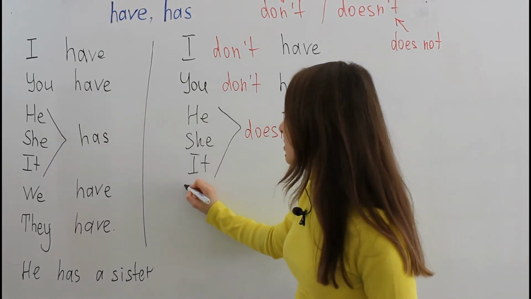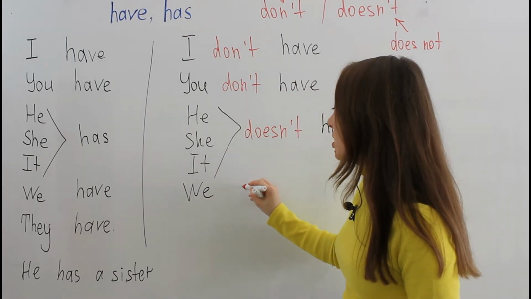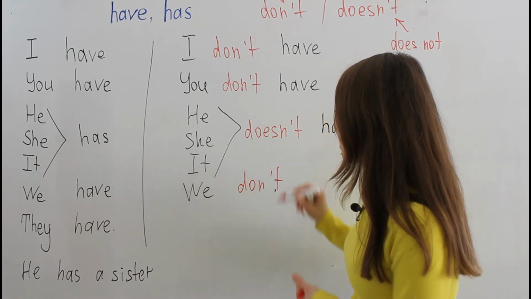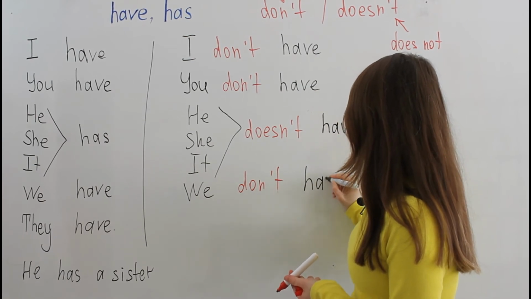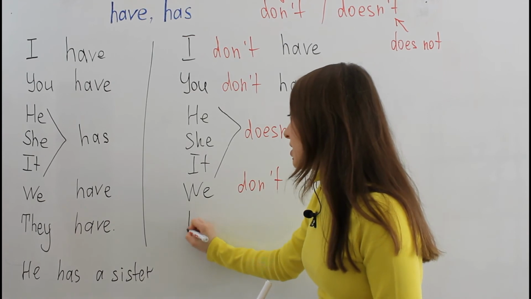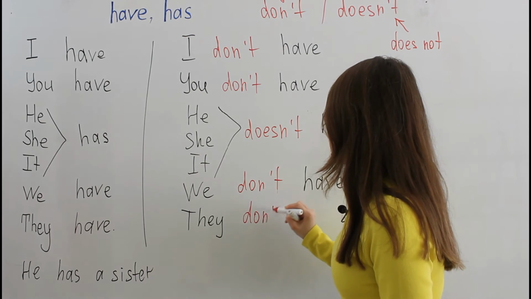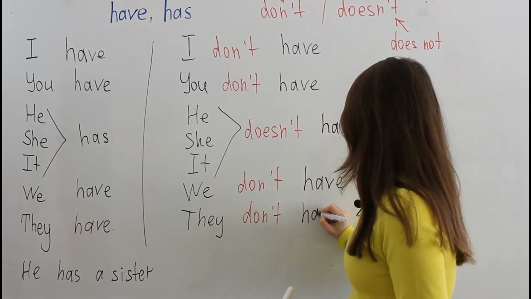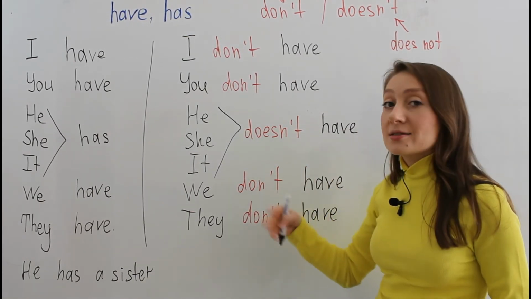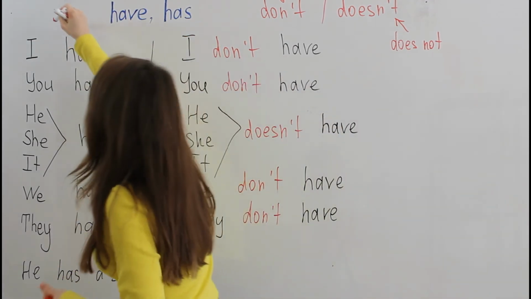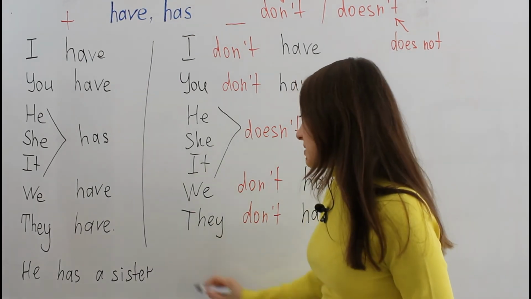So let's continue. The next plural form, we. The same like I and you. We don't have. We don't have. Next, they don't have. So this is the basic rule for the verb have, has, how you can use it in positive sentences and in negative sentences.